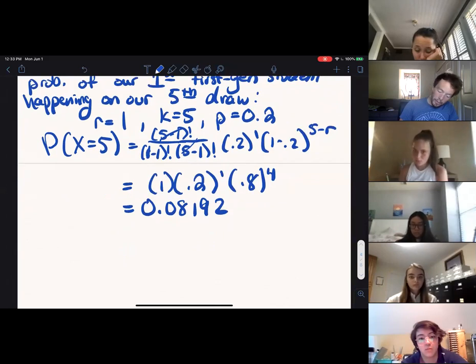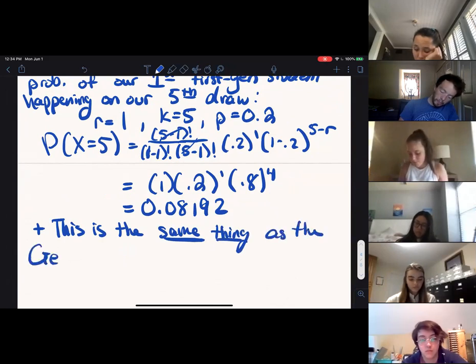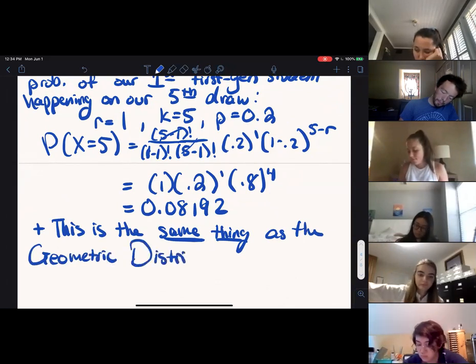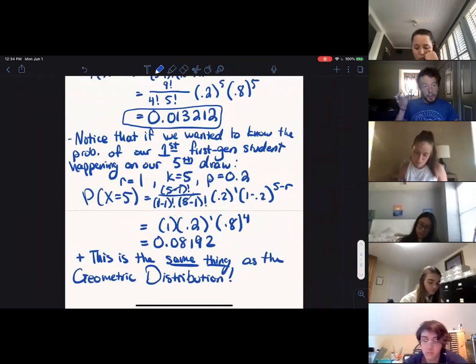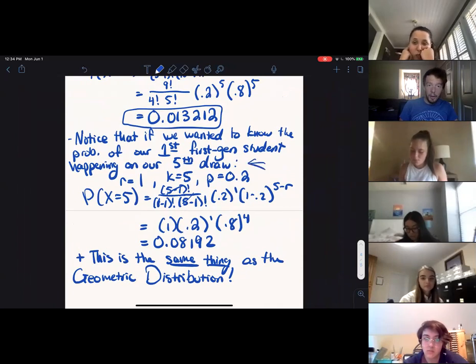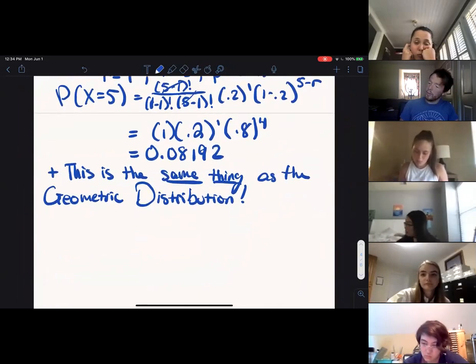But what I want you to note is that this is the same thing as the geometric distribution. Recall that we used the geometric distribution to model how many trials it took until our first success, which is specifically what this question up here is asking. We were able to plug into the negative binomial, but if we were to do the same thing with the geometric, so what was the geometric?